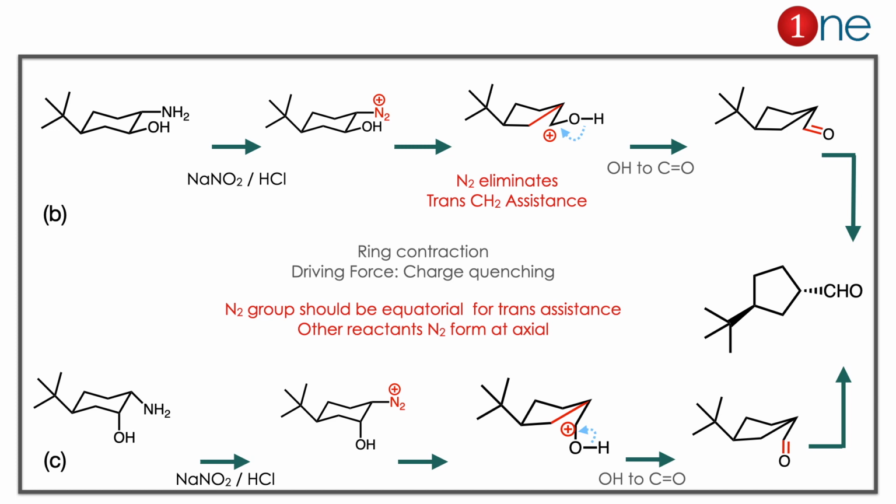Here you have to learn two important things. One is N2 elimination. N2 is a very good leaving group. It needs a trigger and trans relationship. Here it has a trans methylene group, it migrates. Second thing is charge quenching. If you have a cation near alcohol, it is quenched as ketone there.